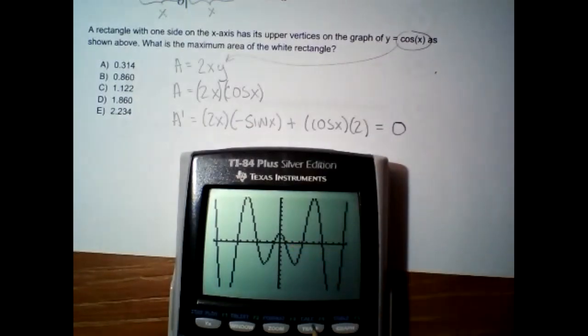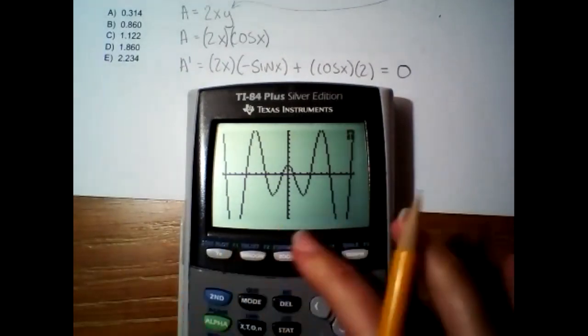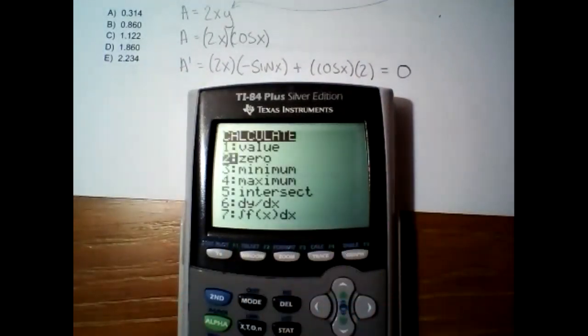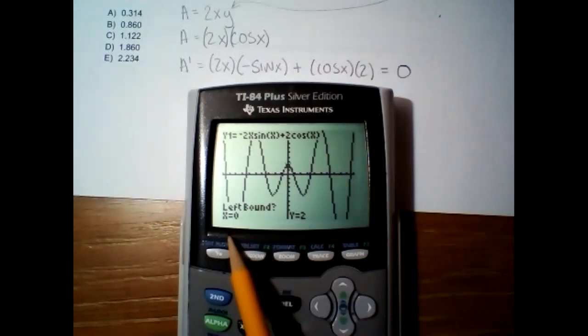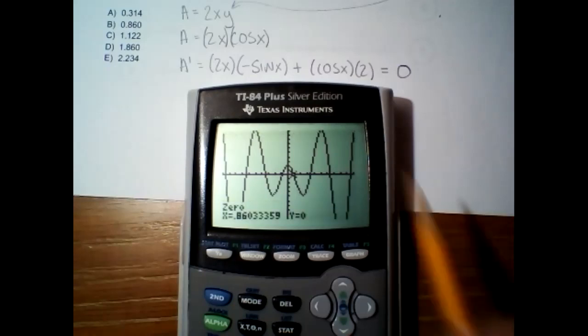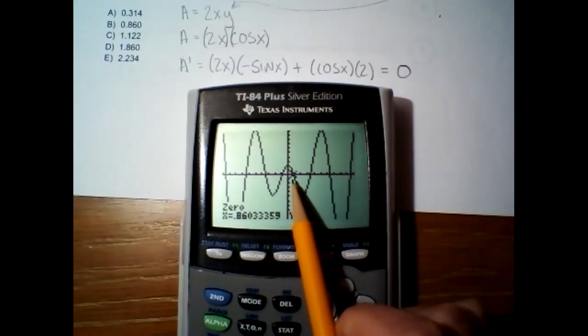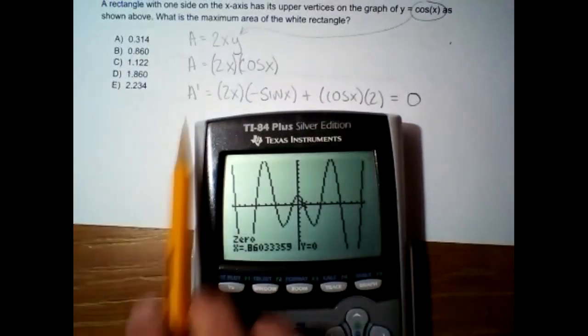So I'm going to go to calculate. Let me move this up here. I'm going to go to calculate. So second trace, I want a 0. And that appears to be really, really close to 1. So I'm going to make my left bound 0, enter, right bound 2, enter, and guess 1, enter. And that will come up. Now, here's the tricky thing about this problem. I mean, there's a lot of difficult things about this problem, but that's one of the choices, 0.860.